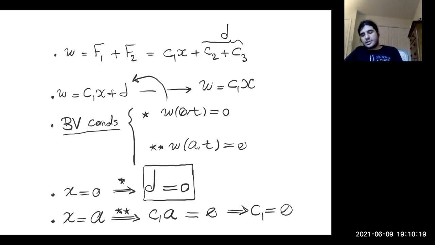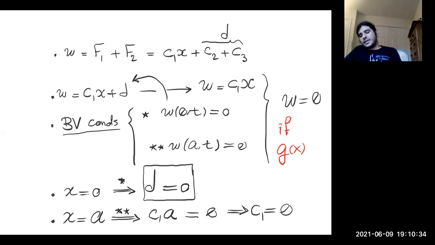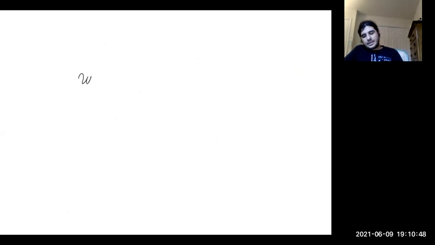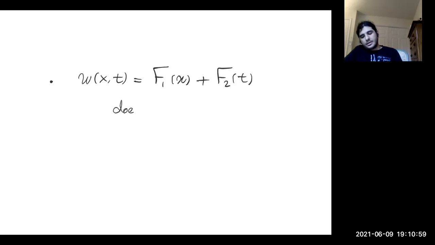Well, great. That just tells us w is equal to 0, which again is not a solution, especially if the initial condition we had, g of x, is not the trivial function 0. w equal to 0 is not a solution. So again, this does not work. In this case, this idea of writing w of x and t as the sum of two functions, one a function of x and the other a function of t, does not work.